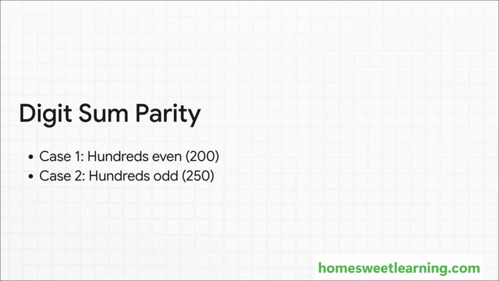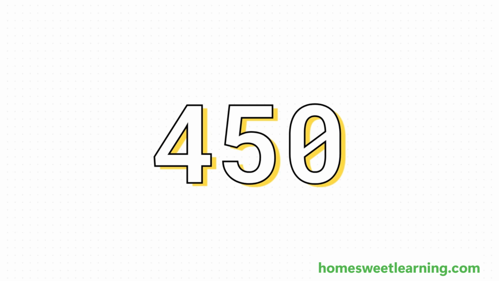Now for case 2, the hundreds digit is odd. That gives us 5 choices. To balance it out, the remaining digits must now sum to an odd number. That's another 50 combinations, multiplied by our 5 odd choices, totaling 250 numbers. Finally, we combine our 2 isolated, perfectly non-overlapping cases. 200 plus 250 gives us an incredibly satisfying final count of exactly 450. Once again, structured counting beats chaotic guessing every single time.